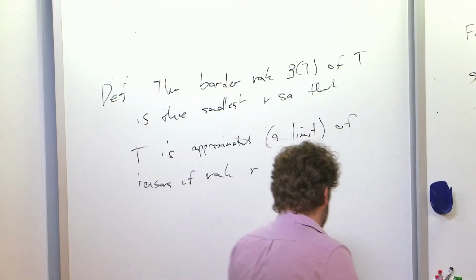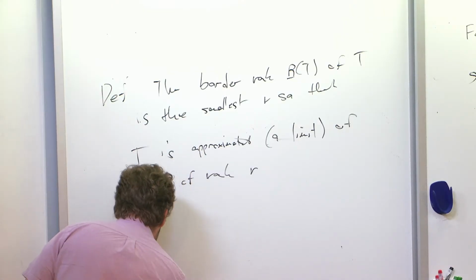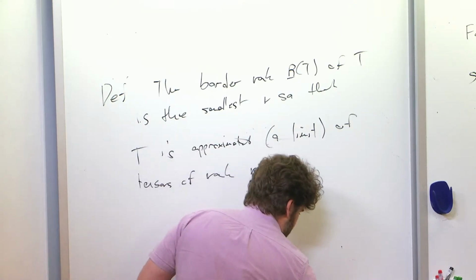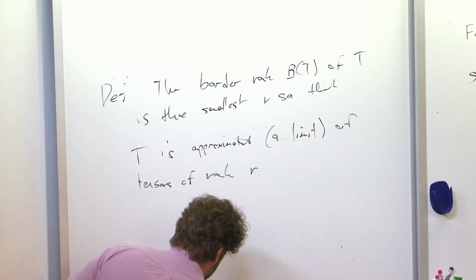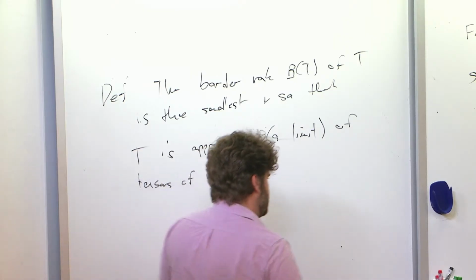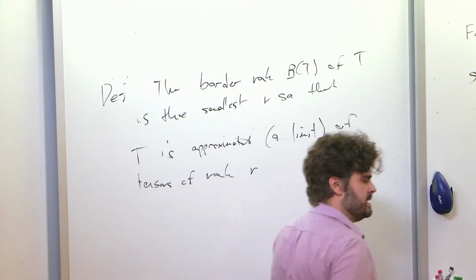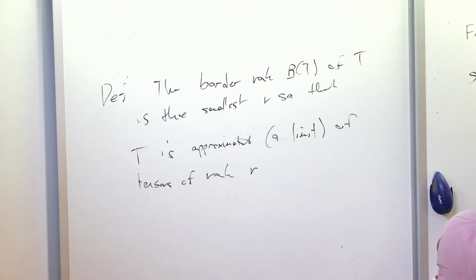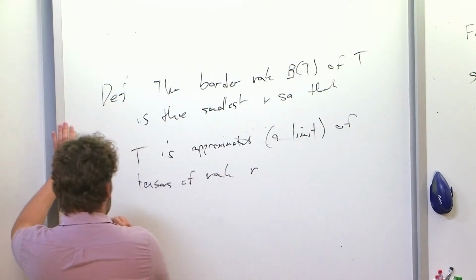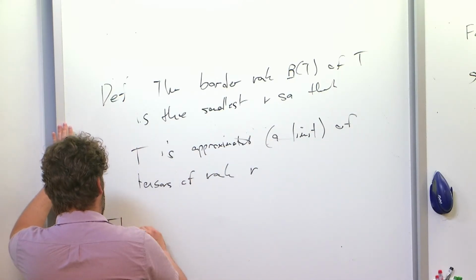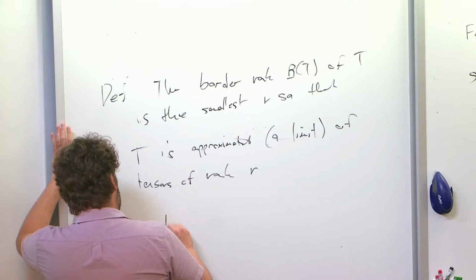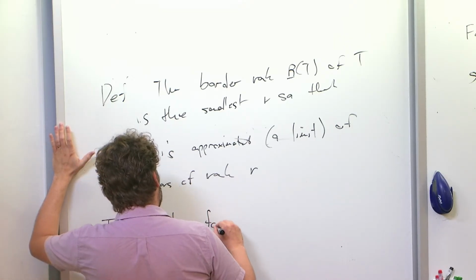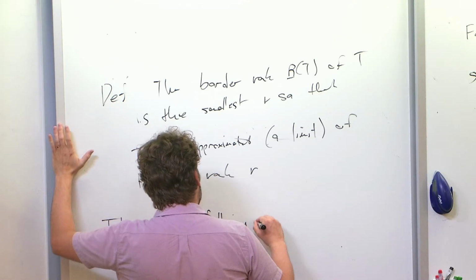So many rank lower bound techniques are actually border rank lower bound techniques, which you might think of as bad news until you consider the following fact. Maybe I'll write a theorem that summarizes the state of play so far. The following are equal.